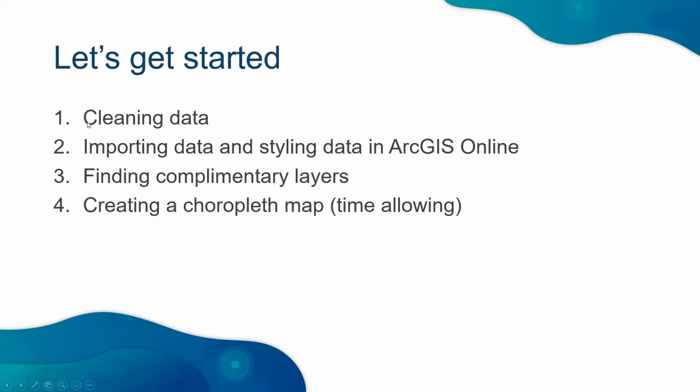So what we've actually done so far is we've cleaned some data, we've imported it, and now we've styled it. But before we styled it, we actually created a choropleth map, and that was through that analysis function. So the next step for us to do, or to approach with our students in class, would be to find complementary layers. What other data exists out there that might be useful for their assessment? So let's return to ArcGIS Online.